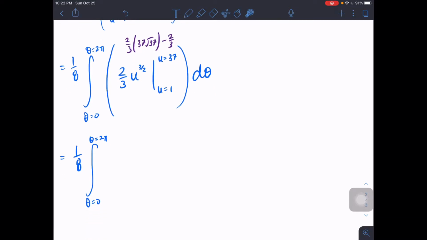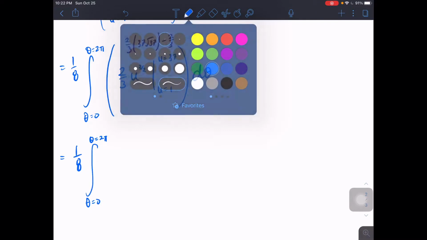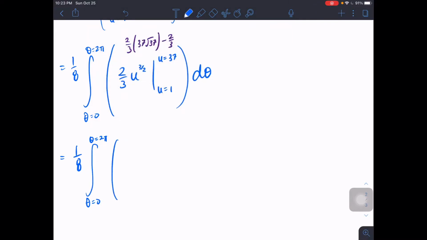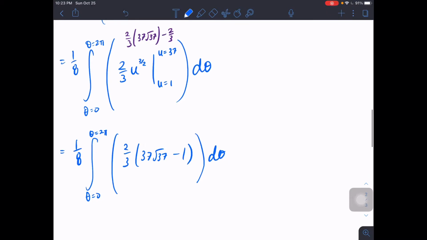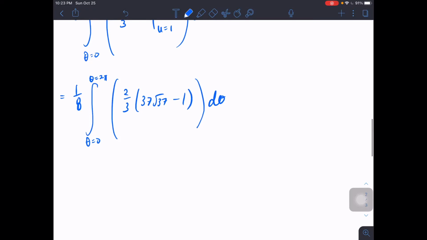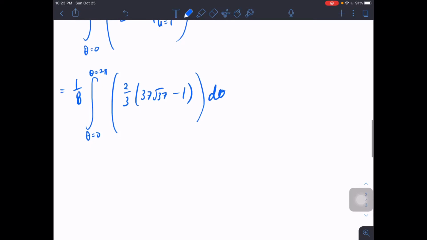Or here, let me not skip too many steps. So then the inside is 2/3 times 37 root 37 minus 1. Okay, all I did is I factored out the 2/3 from here. D theta. Oh, this is a big old constant. Yeah, I'm just noticing that right now. That's just a big old constant here.